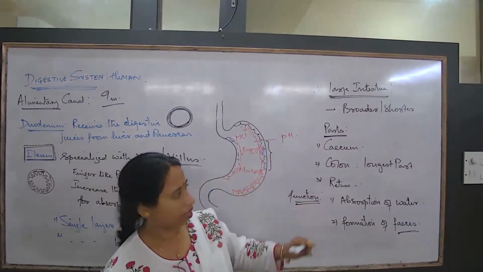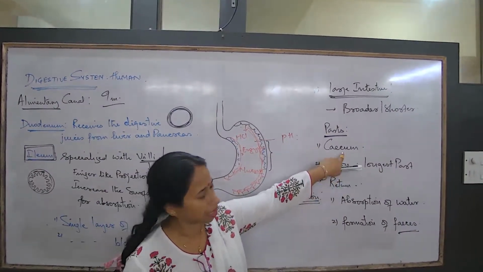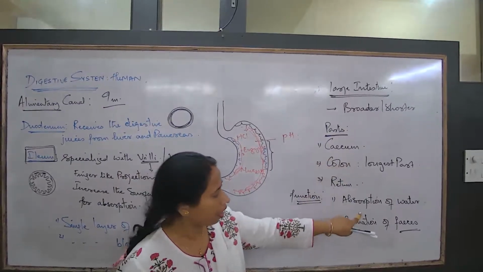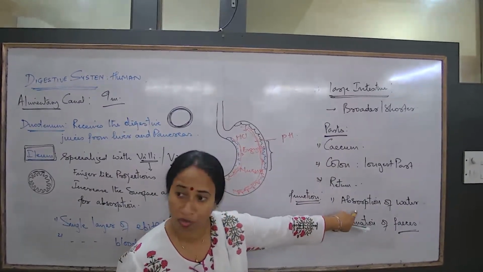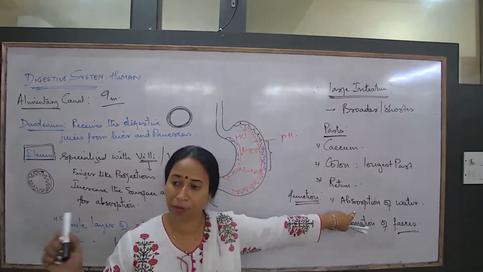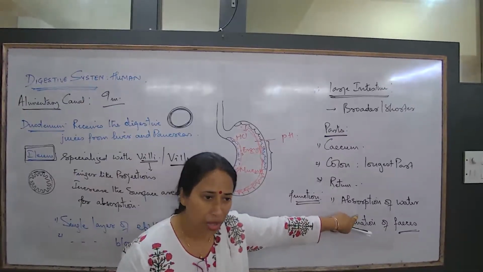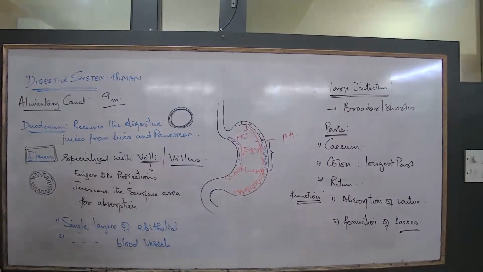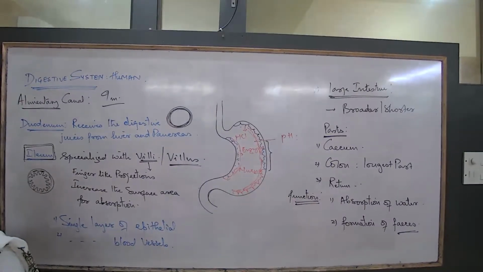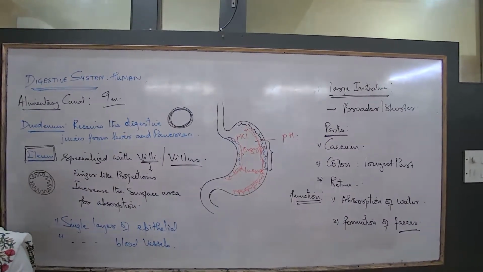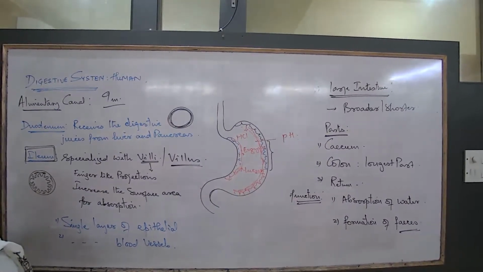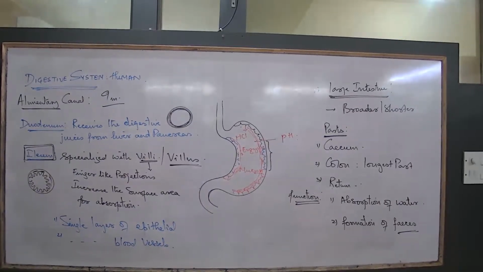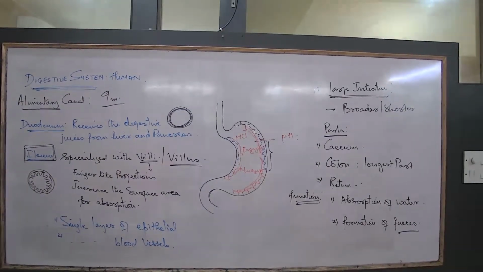Feces. Which part is the longest? Colon. Cecum, spelled CAECUM. I use this word absorption of water. If you have understood what absorption means, now that I say absorption of water in the large intestine, what must be happening to that water? Where is the water going from the large intestine? To the blood. Very good.